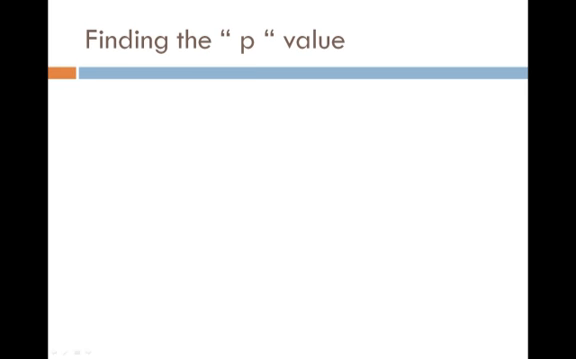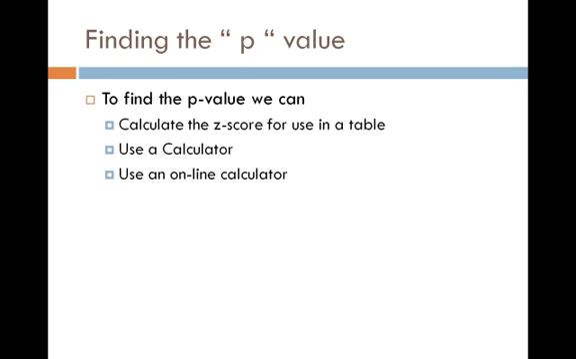Next, we are going to find the p-value. And there are several ways that you can do this. One way is to actually calculate the z-score, so you can look it up in a table. You may also use your calculator or an online calculator. For convenience, I'm going to use the online calculator.